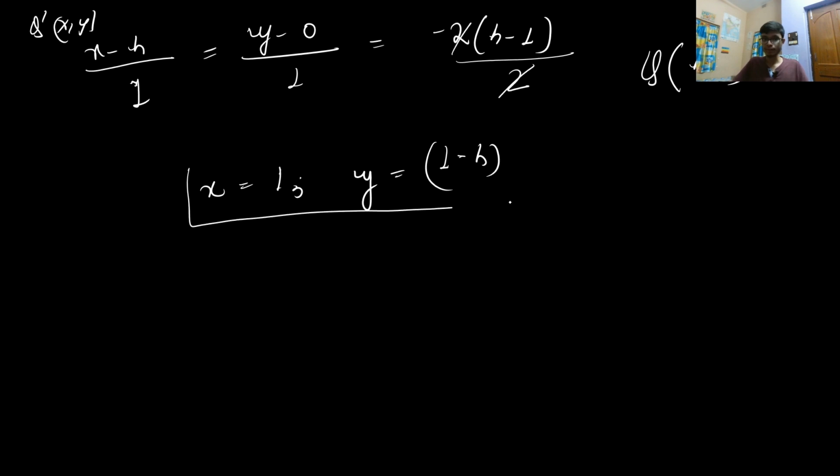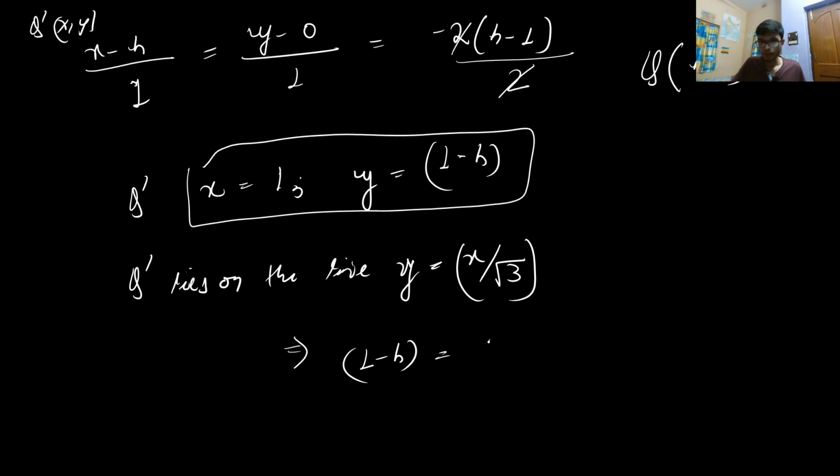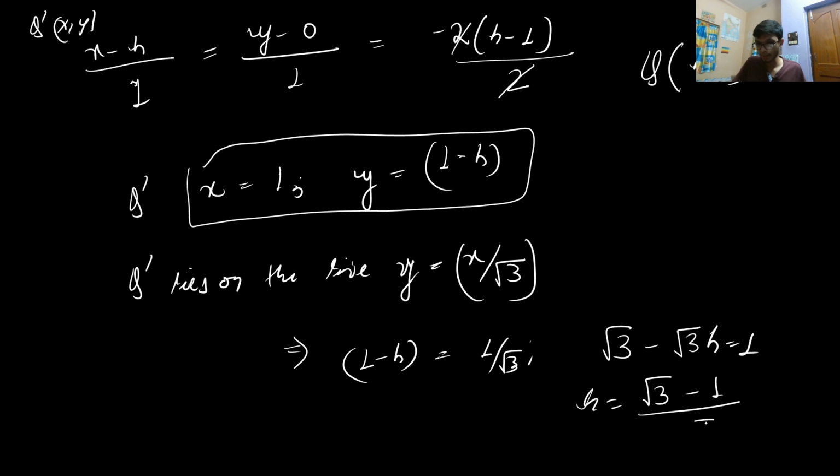And you know that the point Q dash lies on the line y is equal to x by root 3. Then you can put this in to solve for the value of h, and h is the abscissa of the point Q. So if you put this, 1 minus h is equal to 1 by root 3. From here, if you solve, this will be root 3 minus root 3 h is equal to 1, and h is equal to root 3 minus 1 by root 3.